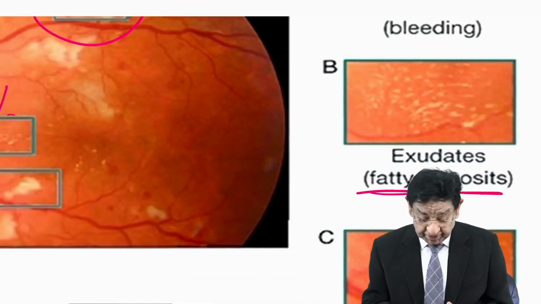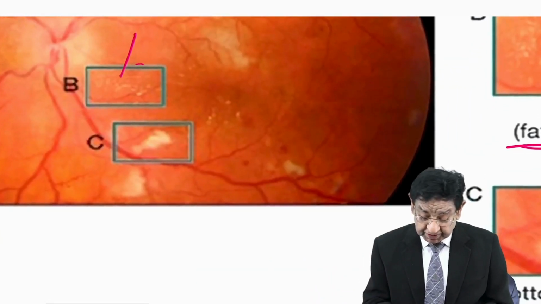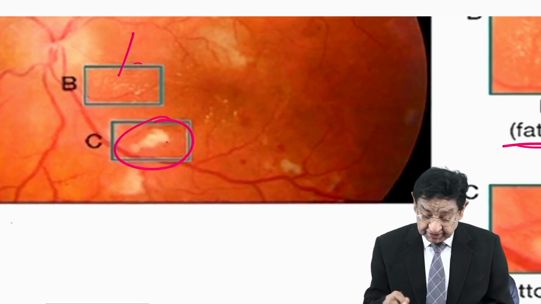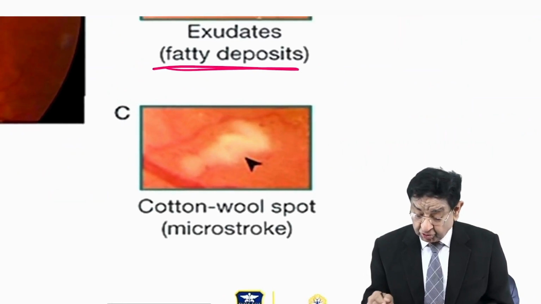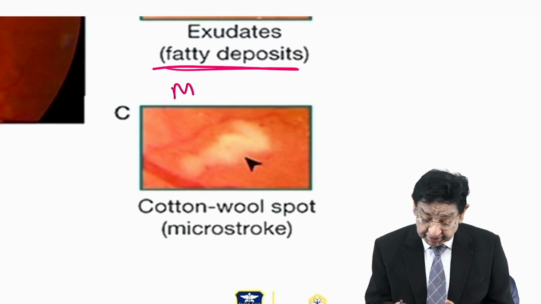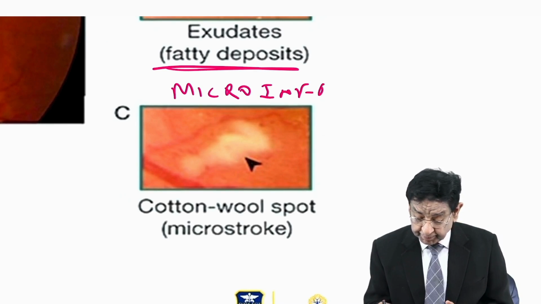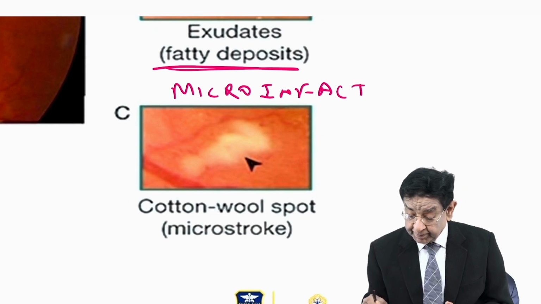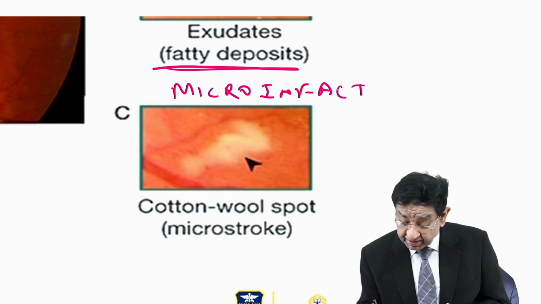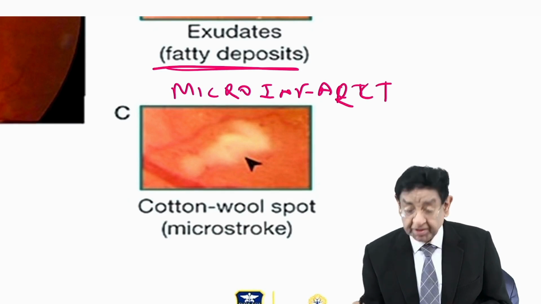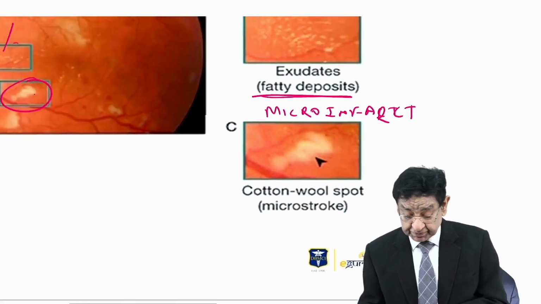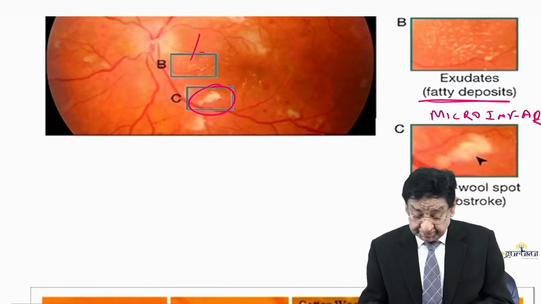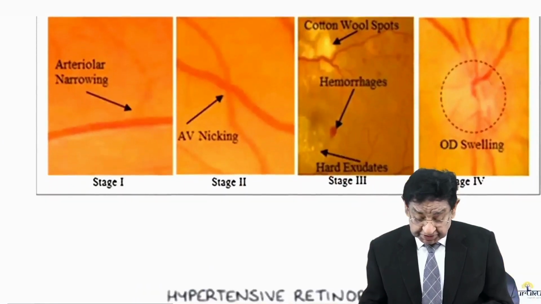And finally, we look into C, this one. This is the cotton wool. They are microstrokes, or we can say they are microinfarcts. Microinfarcts are cotton wool spots. Okay. So with this background, let's look into more pictures.